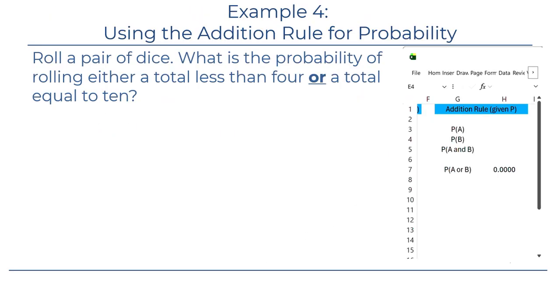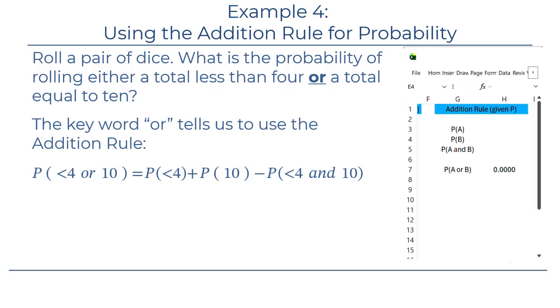For example 4, we're to use the addition rule for probability. Roll a pair of die. What is the probability of rolling either a total less than 4 or a total equal to 10? The keyword "or" tells us to use the addition rule. So the probability of rolling a sum less than 4 or a sum of 10 is equal to the probability of a sum less than 4 plus the probability of 10 minus the probability that the sum is both less than 4 and 10.